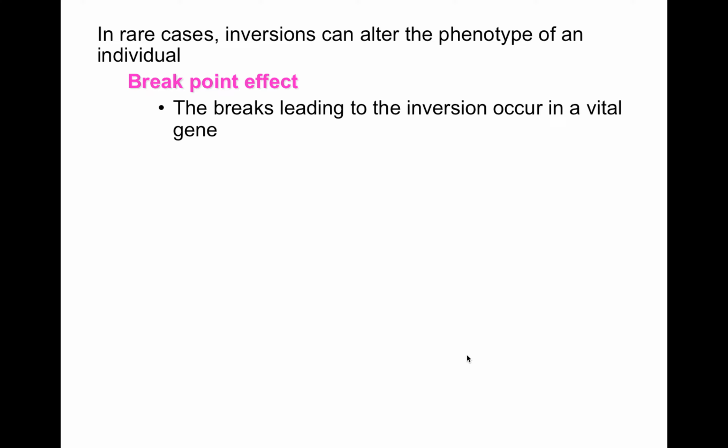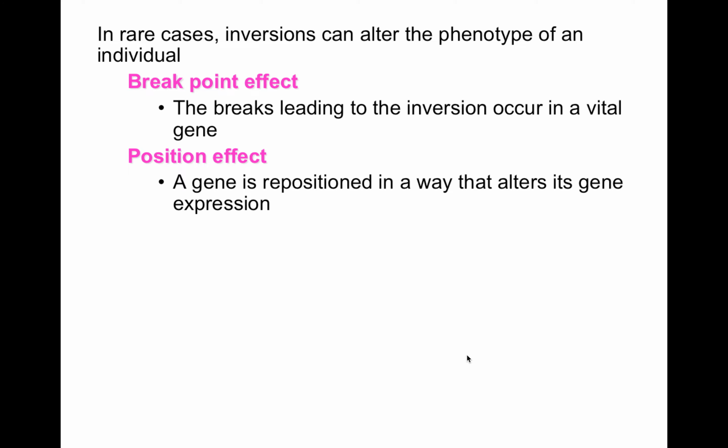In rare cases, inversions can actually alter the phenotype of an individual if you encounter a breakpoint effect, where the breakpoint actually occurs within a vital gene, or you can have a position effect where a gene is repositioned in a way that alters its expression, say because it gets placed near heterochromatin or perhaps near an enhancer that allows this protein now to be expressed in a different tissue at a different time or a different amount.